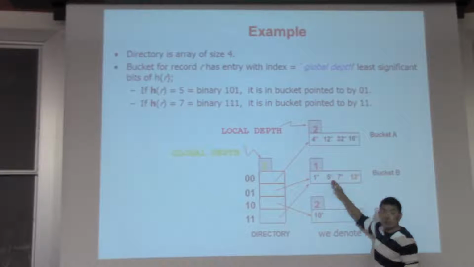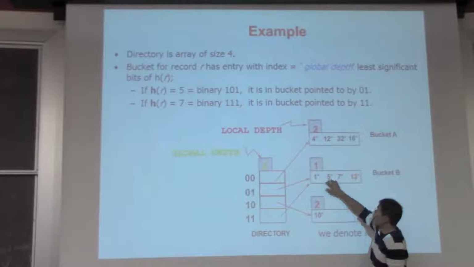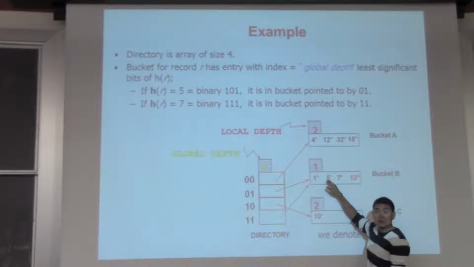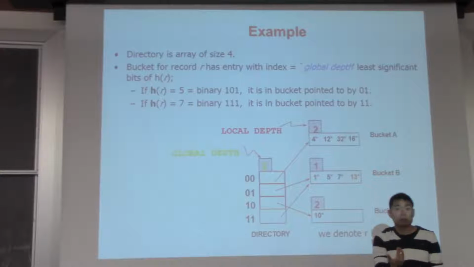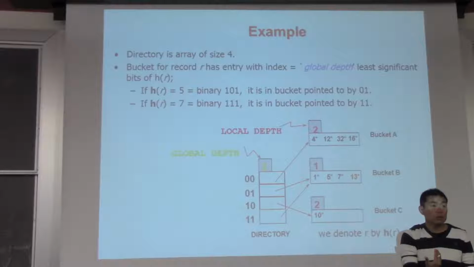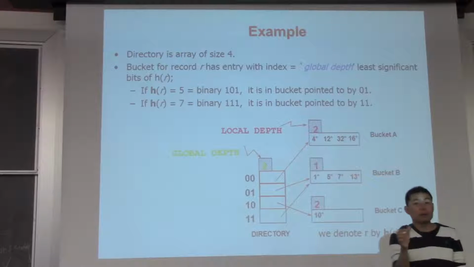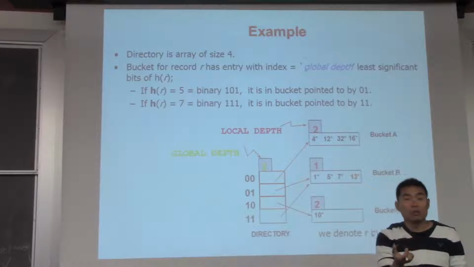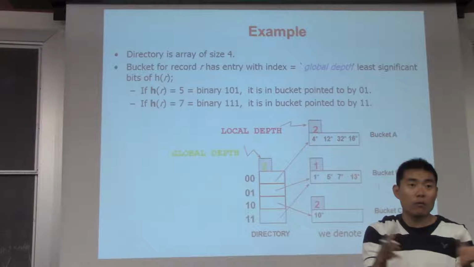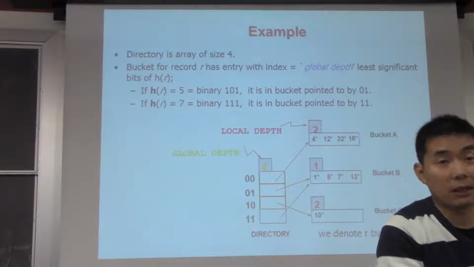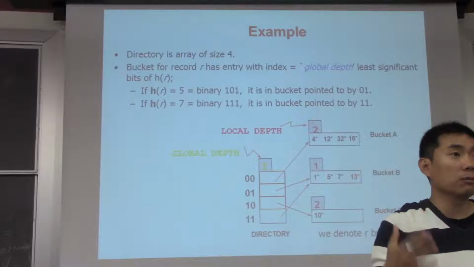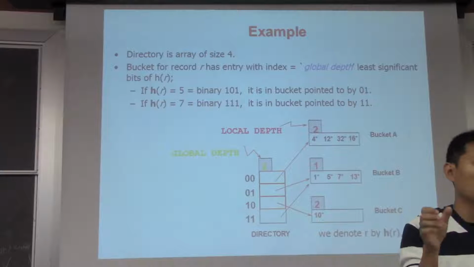By the way, for illustration purposes, the values here are not the search key values, rather the hash values of those search key values. Okay, you follow me? Not the actual search key value, but the hashed value of those search key values. In practice, of course, you store the actual search key value, not the hash value of it. But for illustration, to make sure you understand what's going on, I show the hash value of it.